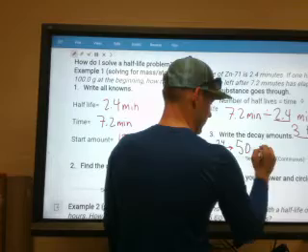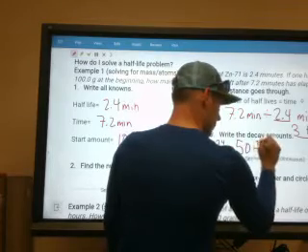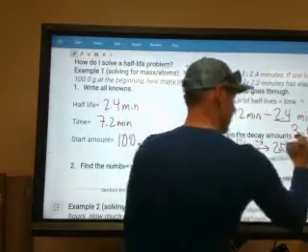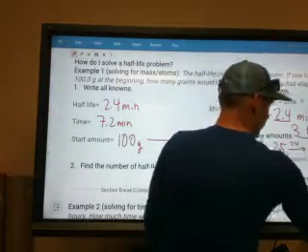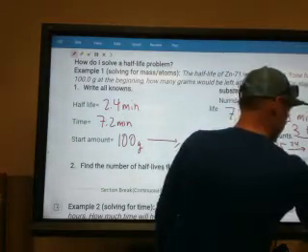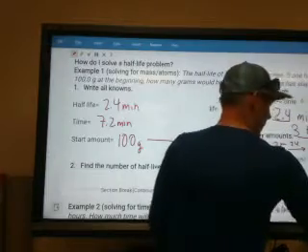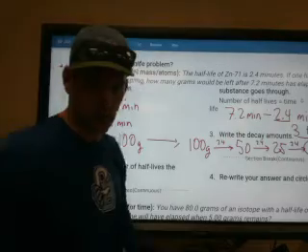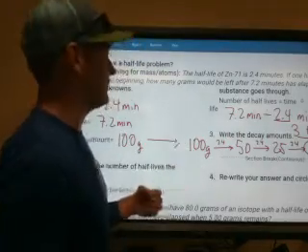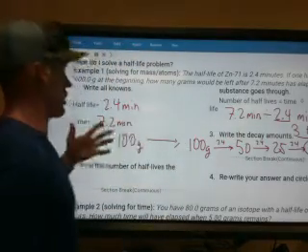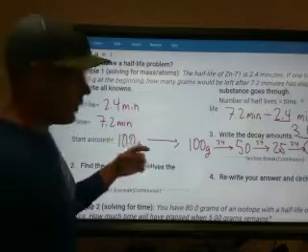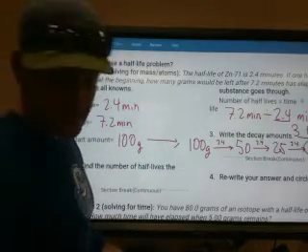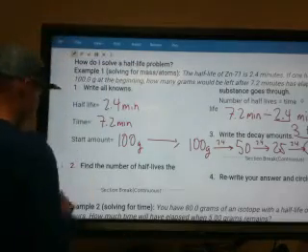So 100 goes to 50, and another 2.4, 50 goes to 25, and another 2.4, 25 goes to 12.5, okay, and that's going to be grams, and that's what we will end up with, okay? So after 3 half-lives, starting with a start amount of 100 grams, we will have 12.5 grams of zinc-71, okay?